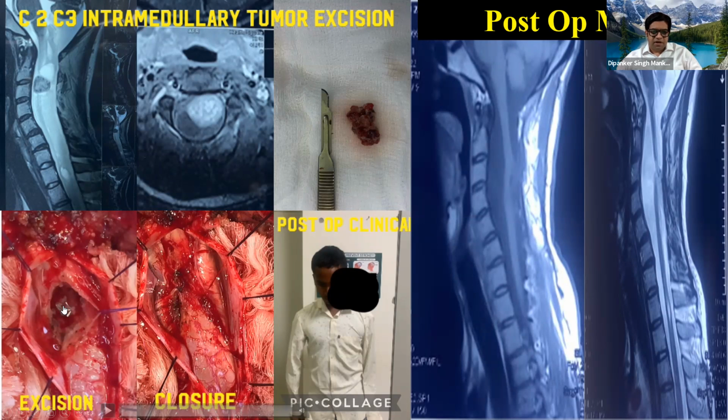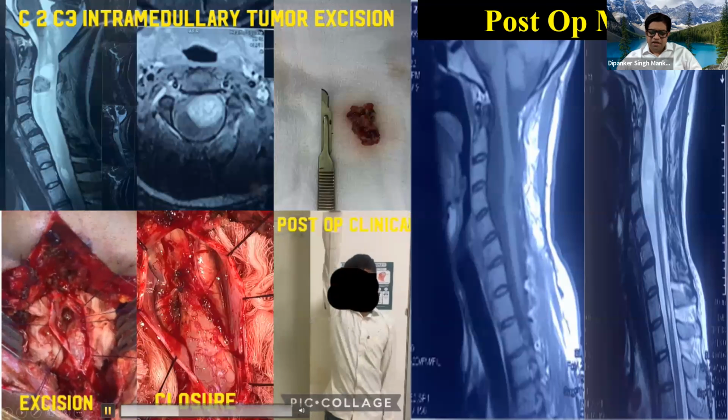So my plan was the same. I performed a laminectomy for this case. I performed a myelotomy, this time a little bit lateral, so that I reached the tumor completely, and the whole of the tumor was excised, and the myelotomy was closed in a neat, clean fashion. This patient also I performed the fixation. You can see the post-operative MRI on the right side and the clinical video of the patient.